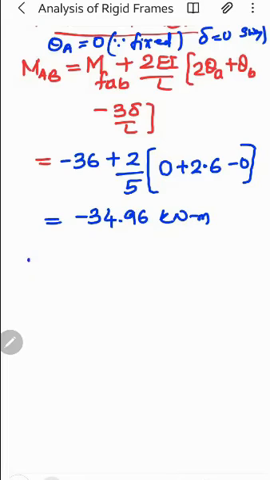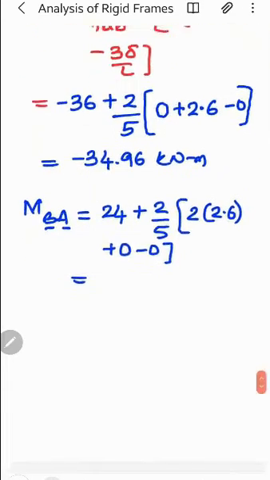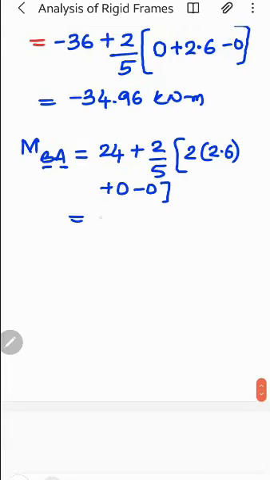Similarly, you can do MBA. MBA is MFBA, which is 24, plus 2 by 5 into 2 theta B plus theta A. 2 theta B is 2 into 2.6, and the rest, theta A is 0, delta is 0, right? And this will be 26 kilonewton meter.